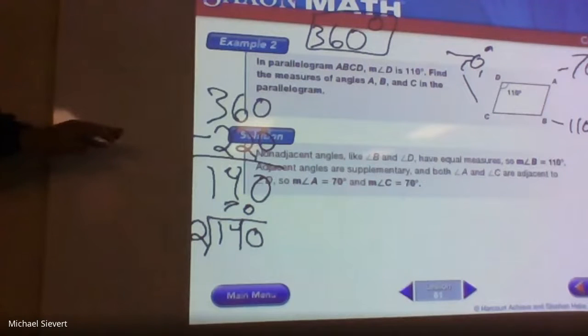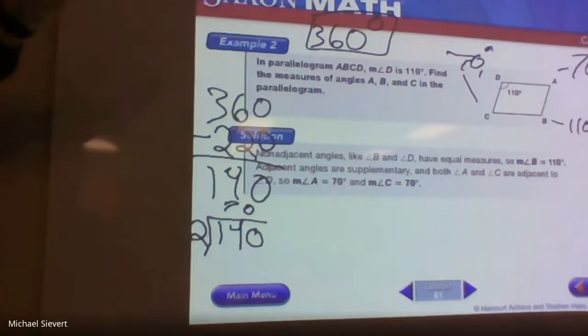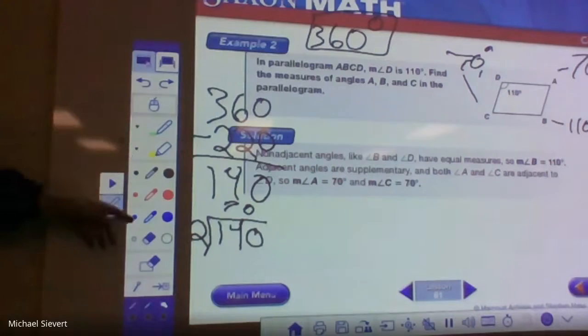Any questions on this? You gotta be a little bit of detective. It's not gonna be right in your face. You gotta find the missing angles, add what you got together, and subtract from the total.